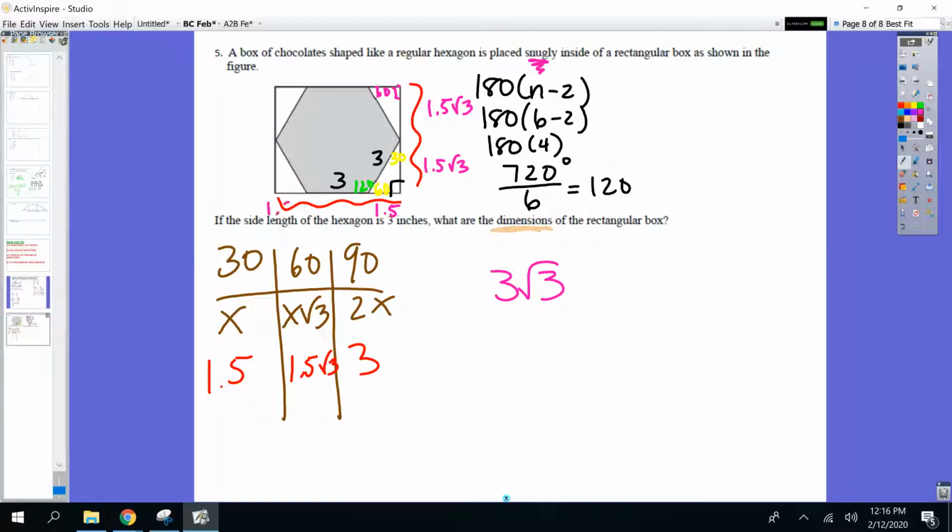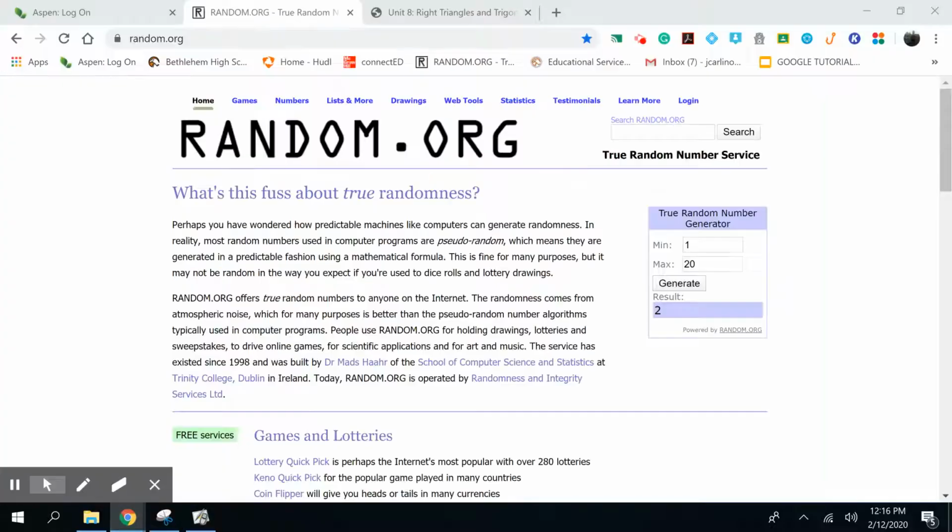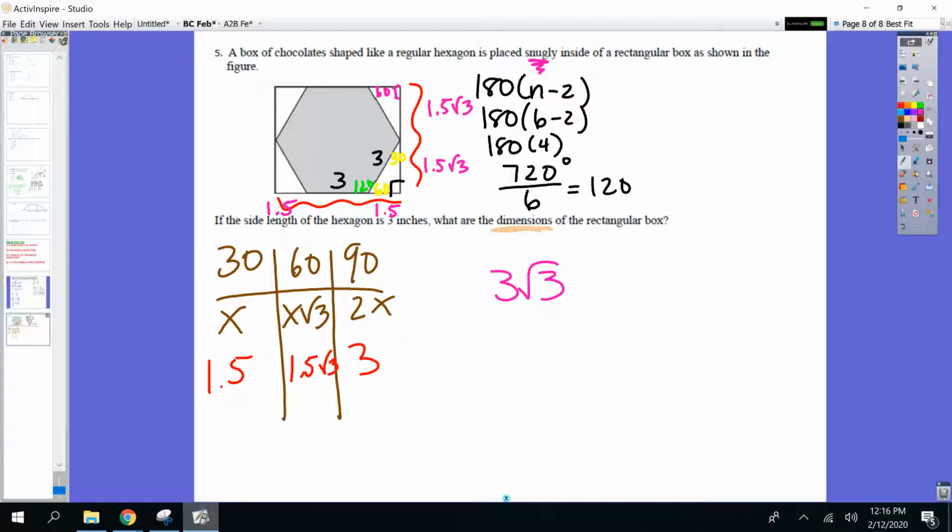1.5 as well. But be careful when you add them up. Be careful. What's that bottom length going to be? 6. 1.5. Don't forget about the 3 and the other 1.5. So 3 radical 3 by 6. Or you could go 6 by 3 radical 3. Doesn't matter what order you put the lengths. And still missing something? Inches.